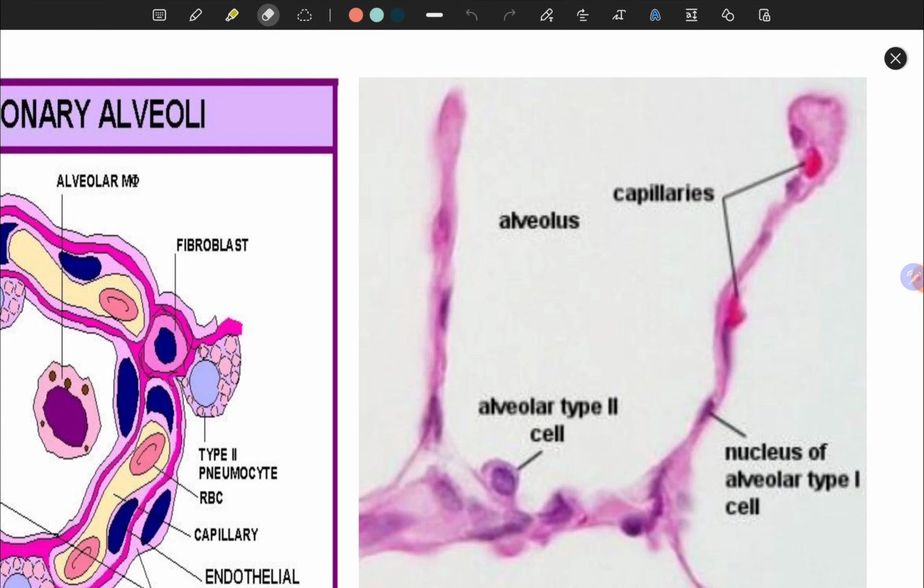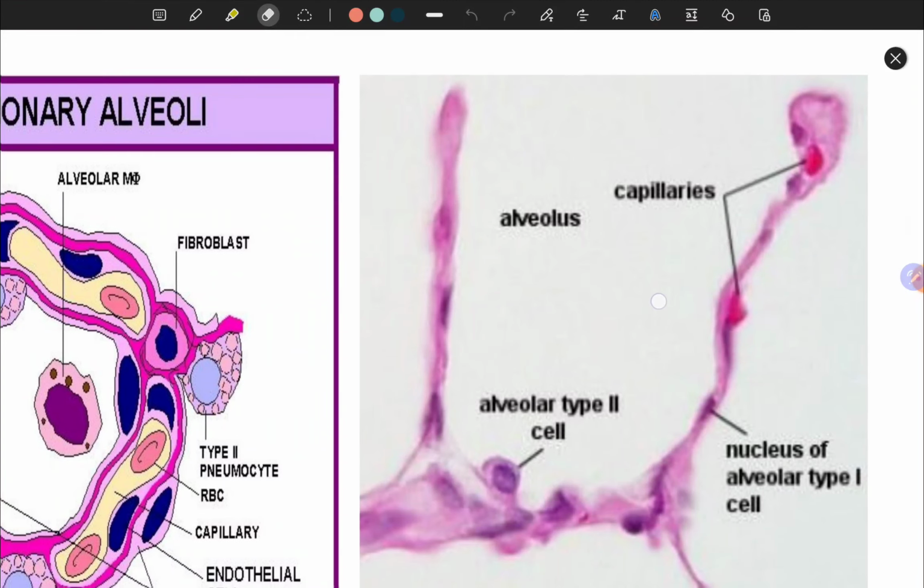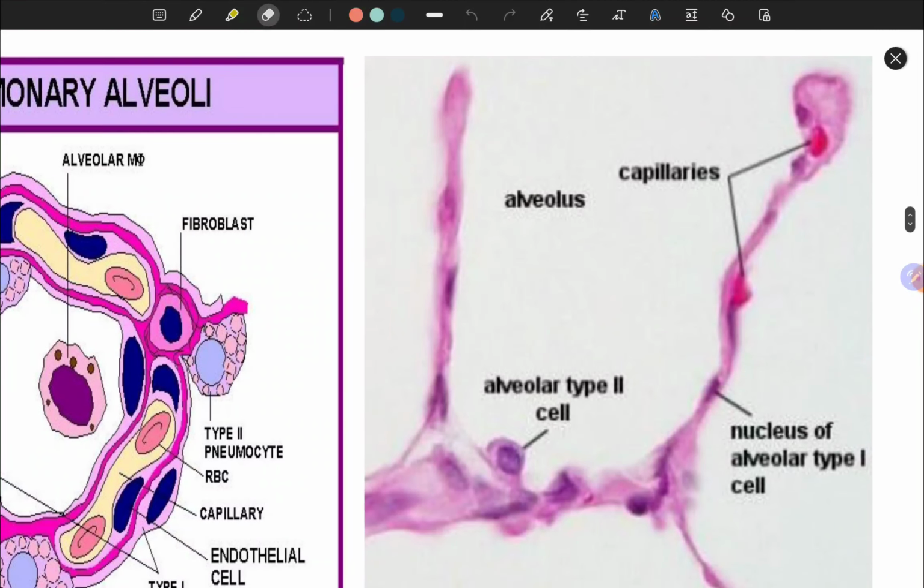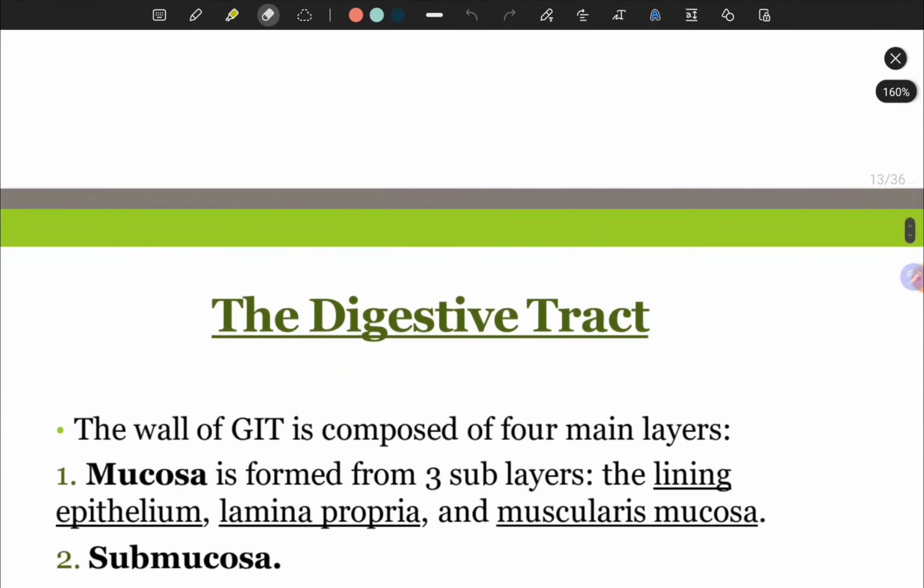Well, this rounded large cell, which is found at the point where the two sacs meet, is the great alveolar cell, or alveolar type 2, sometimes called pneumocyte type 2. It produces the pulmonary surfactant factor that reduces the tension in the wall of the alveolus. And we also have the macrophages.